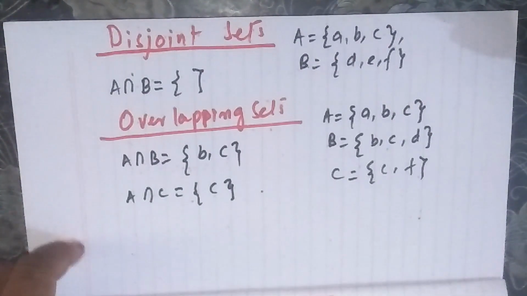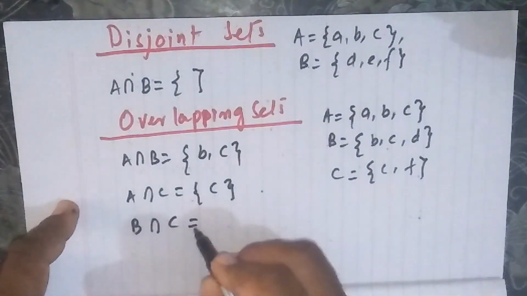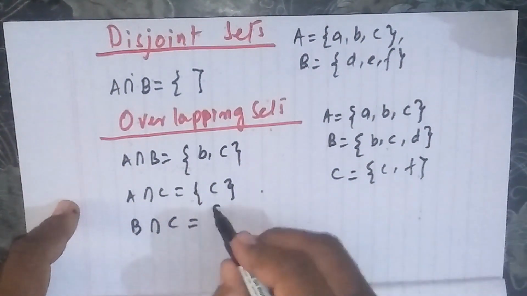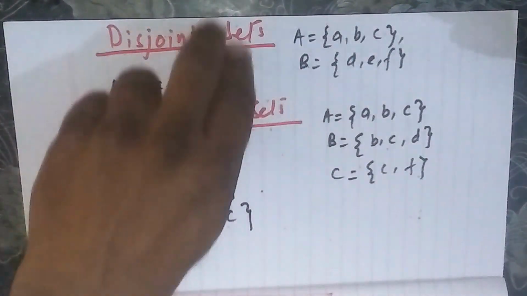Similarly, if we have sets B and C, the intersection between them is again C. So sets B and C are also overlapping sets. So the next concept is also very important.